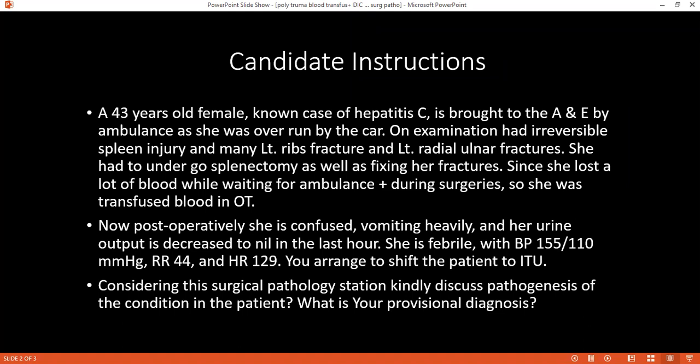Can you please tell me what is the lifespan of RBC, red blood cells?